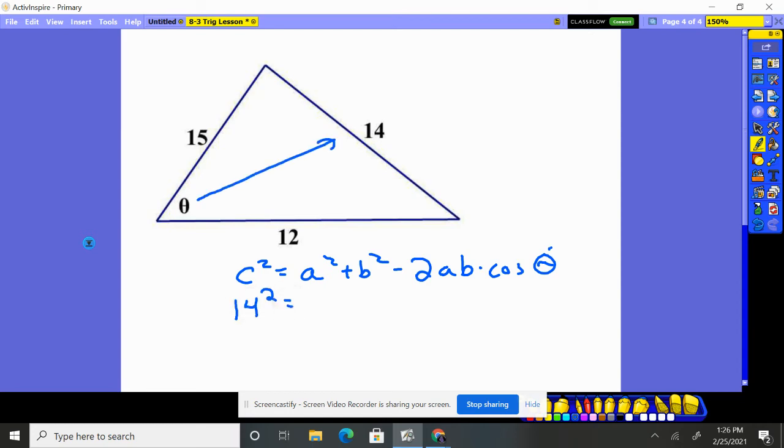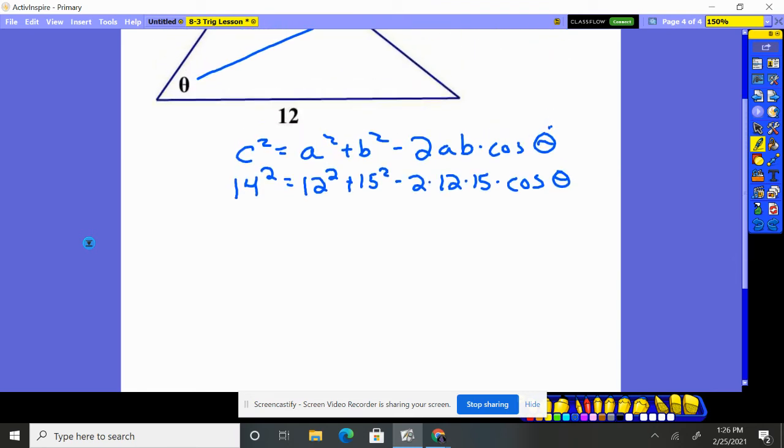So 14 squared is 12 squared plus 15 squared minus 2 times 12 times 15, times the cosine of theta. Again, a and b don't matter. They're interchangeable. 15 and 12 are. Now, we've got to be careful here. 14 squared, that's 196. 12 squared, I know is 144. 15 squared, 225. Minus 2 times 12 times 15, that's 360 times cosine of theta.